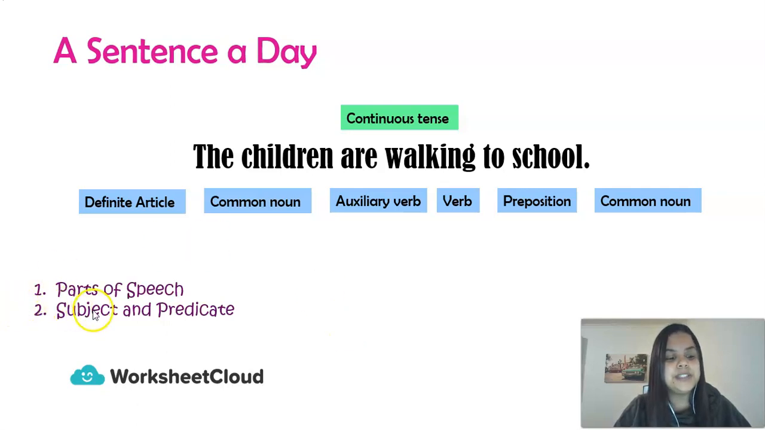And then subject and predicate. Subject and predicate, remember, separates the subject of the sentence from the rest of the sentence. So the children is the subject of the sentence, okay? Because the subject is who or what the sentence is about. And then are walking to school is the predicate. Well done, grade 4s.